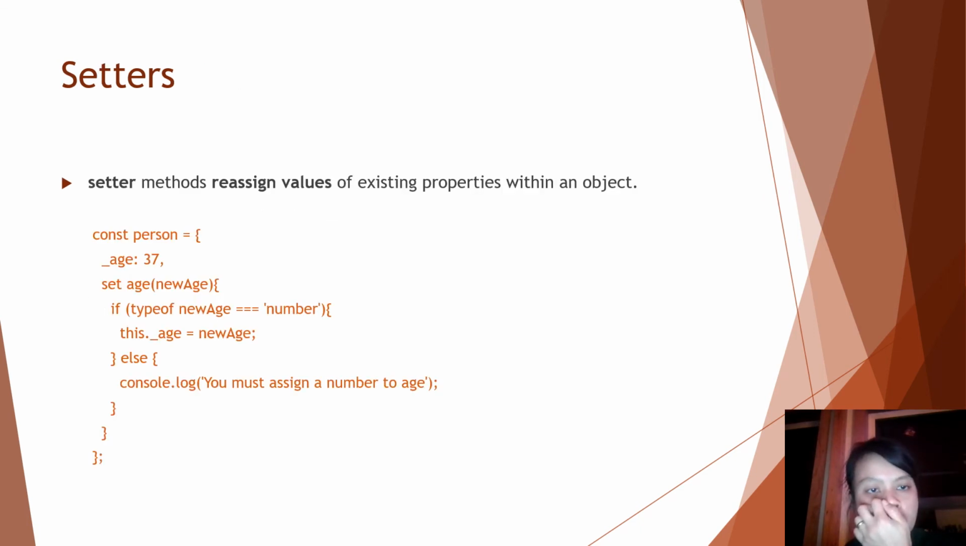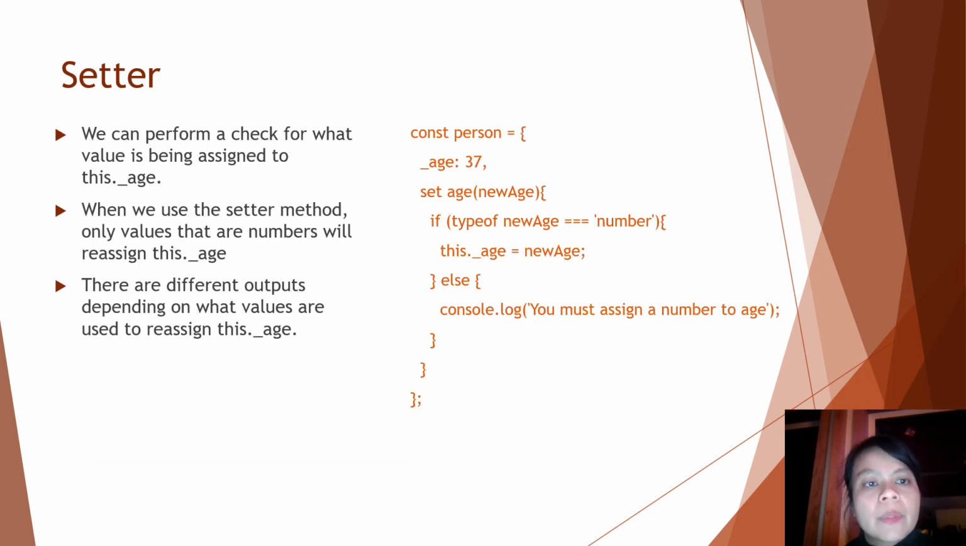Okay, so setter is what we're going to talk about next. Setter methods reassign values of existing properties within an object. So let's take a closer look at that. We can perform a check for what value is being assigned to underscore age. When we use a setter method, only values that are numbers will reassign this age. There are different outputs depending on what values are used to reassign age.